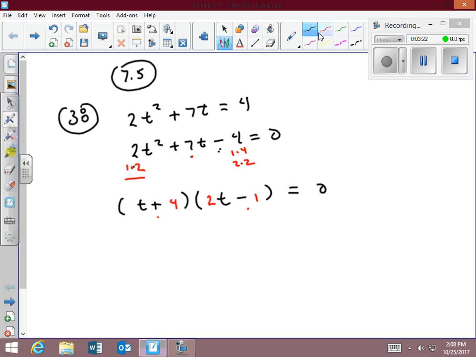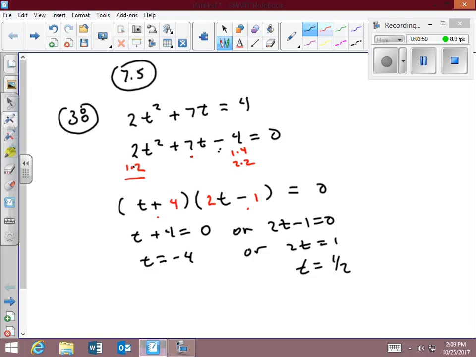Now what are we going to do? Use our product rule that says if you get the product of 2 factors equal to 0, one or the other of the factors has to equal 0. That's the bottom of your algorithm sheet. So that says that t equals minus 4, or 2t equals 1, t equals 1/2. And here are your solutions to that problem. Any questions?